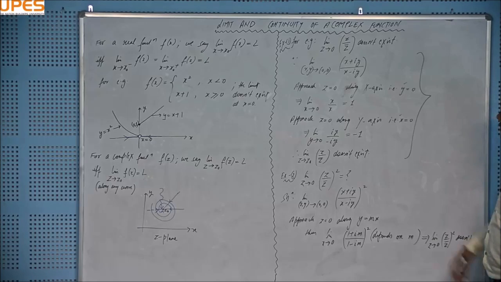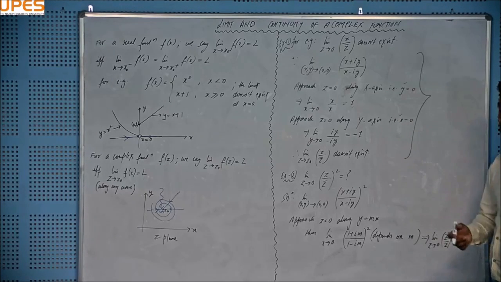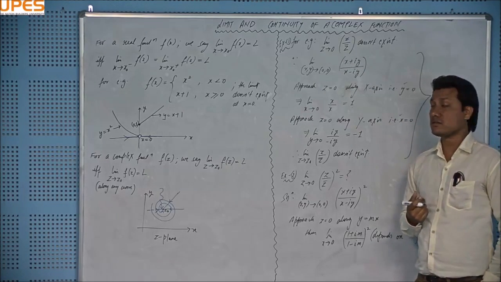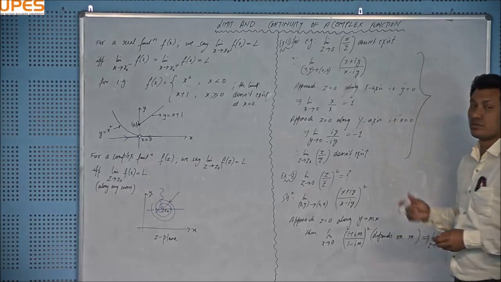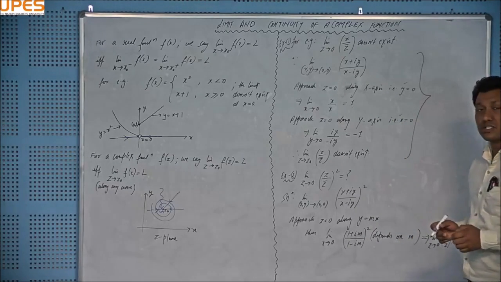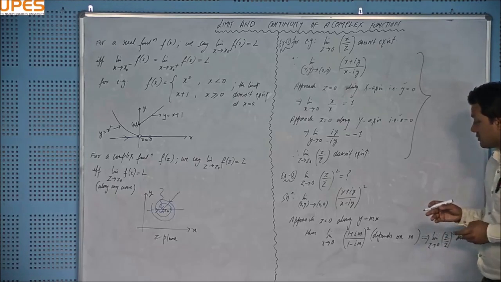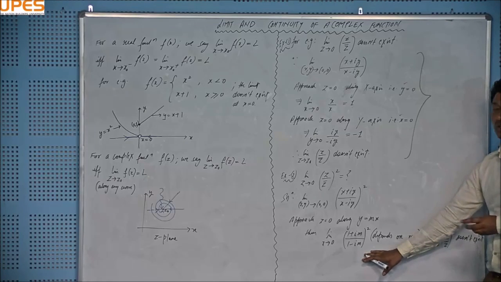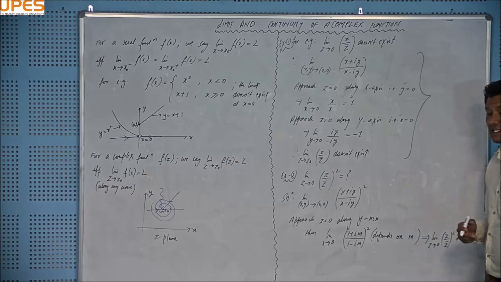So these two examples give an overview of how the limit of a complex valued function is determined. It is not determined by choosing only two paths, x equal to 0 and y equal to 0. There should be some more general curve, which should not depend on the value of m. In that case, you will declare that the limiting value is this much. Let me take another example.